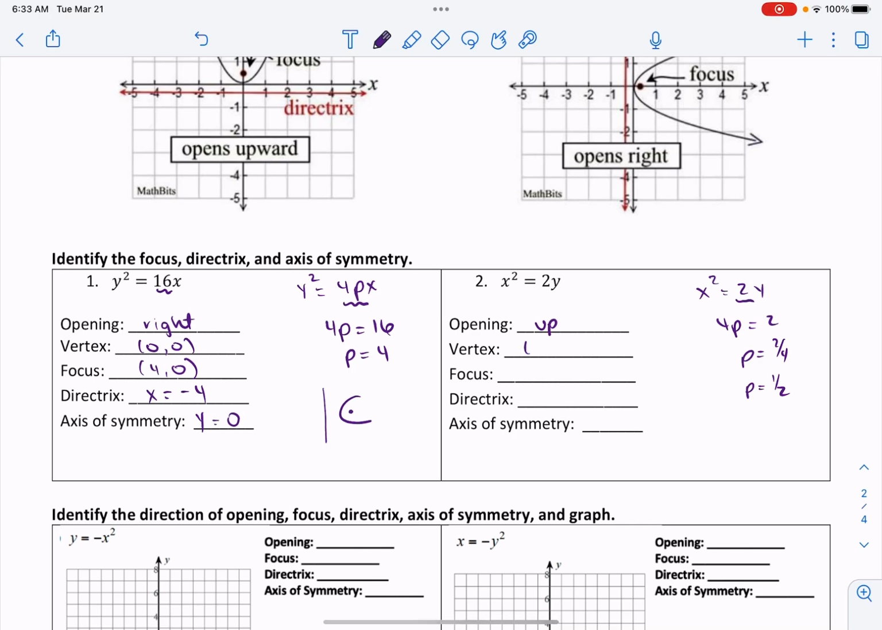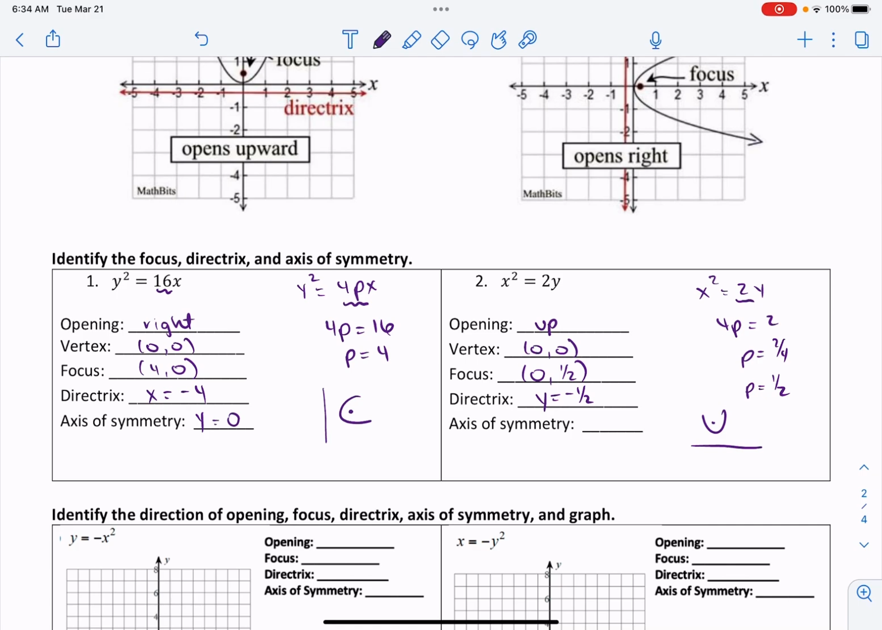Now, the vertex is going to be at 0, 0. The focus, remember this one's going up, so the focus has to be on the inside. So it's moving up from the vertex. So this is going to be at 0, a half. The directrix has to be a horizontal line. So that means y is equal to the opposite of p.